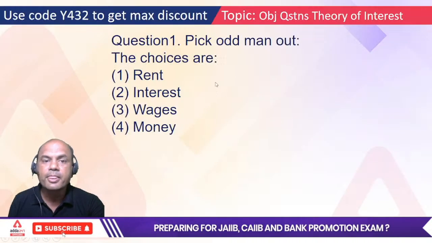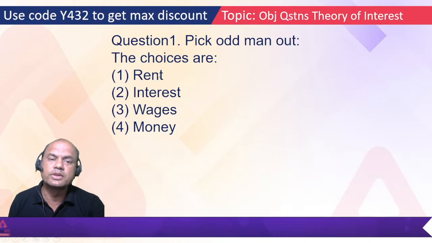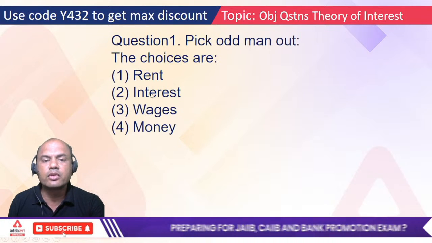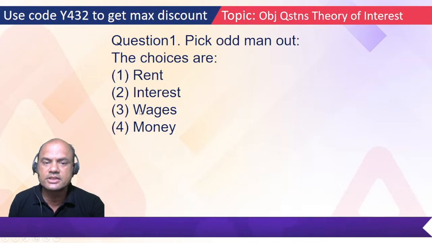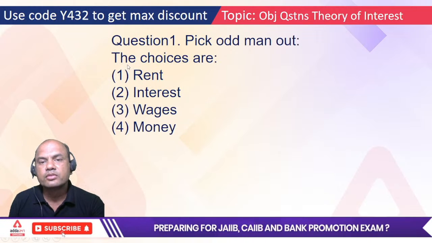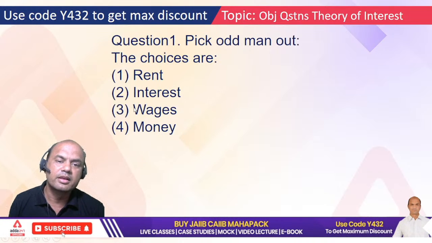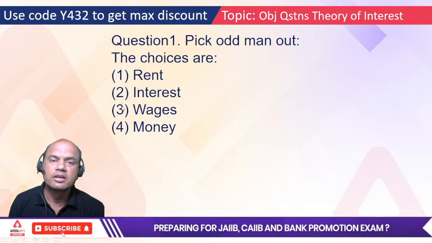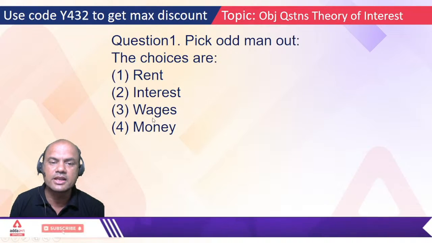Okay. So let's move on to the objective questions now. Pick the odd man out. The choices are: rent, interest, wages and money. So who is the odd man out? Type fast. Is this rent? Is this interest? Is this wages or is this money? Who is the odd man out? 1, 2, 3 or 4. Correct. The answer is money.